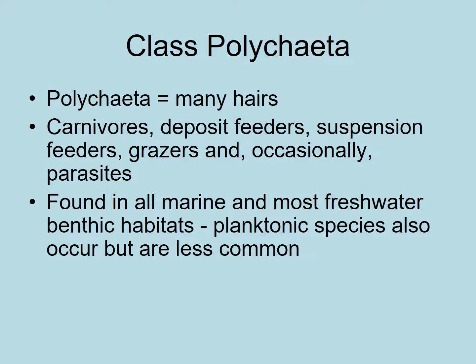Okay, continuing on from the last Annelid general characteristics video, we're going into the class Polychaeta, which are the marine worms, the worms that are mostly aquatic. Polychaete means many hairs. They do all sorts of lifestyles. They're found in almost every habitat, mostly benthic habitats. Some are in the plankton, but these things are carnivores, deposit feeders, suspension feeders, grazers, parasites. They kind of do it all.